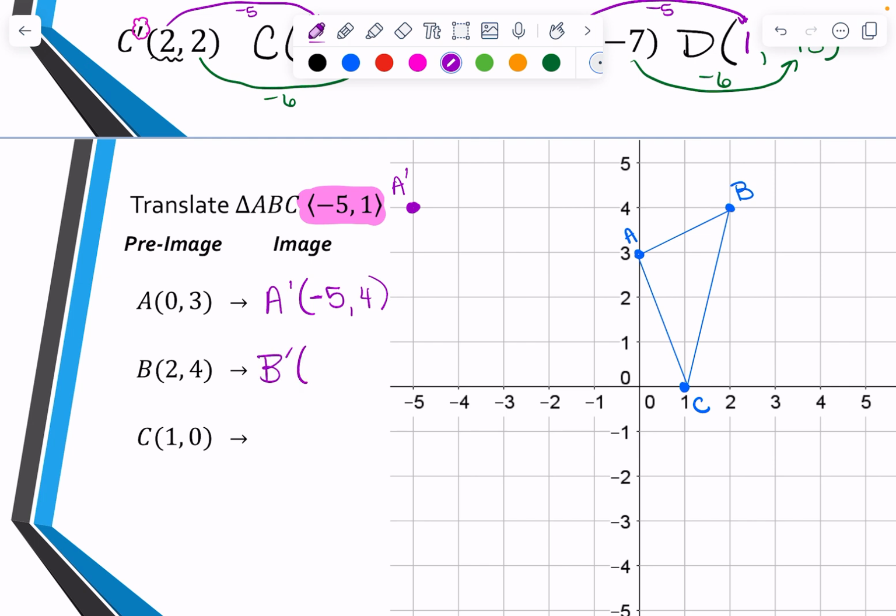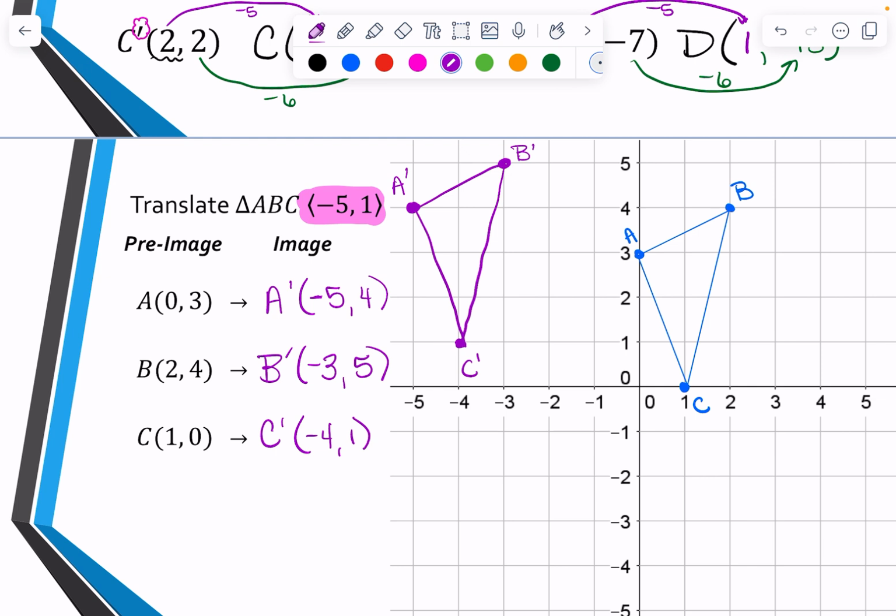Okay, now let's try B prime. So B is at 2, 4. So 2 minus 5 puts me at -3. 4 plus 1 gets me at 5. So -3, 5, and that is going to be B prime. And then the last one, C prime, 1 minus 5 would get me -4. 0 plus 1, that's at 1. So here is my new image after I translated -5, 1.